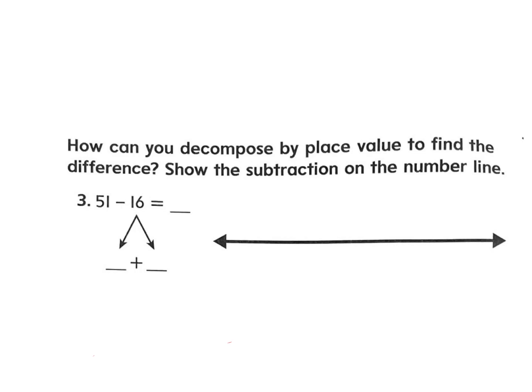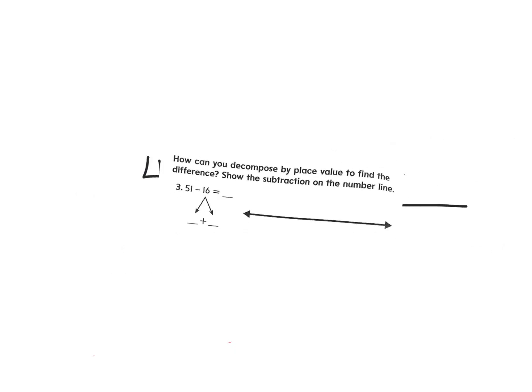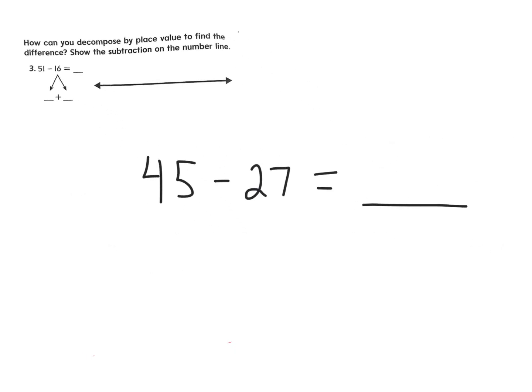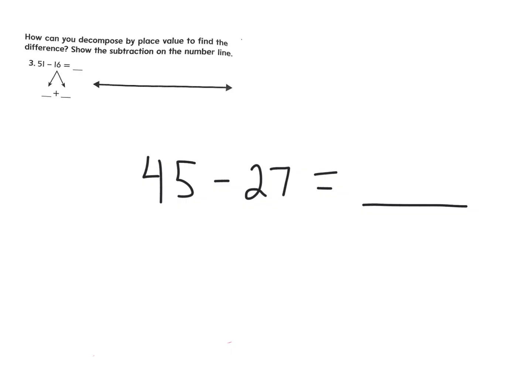This is a problem in the Lesson 6 homework. How can you decompose by place value to find the difference? Show the subtraction on the number line. I'm just going to put this up here, and I made up a similar problem. 45 minus 27 equals something.